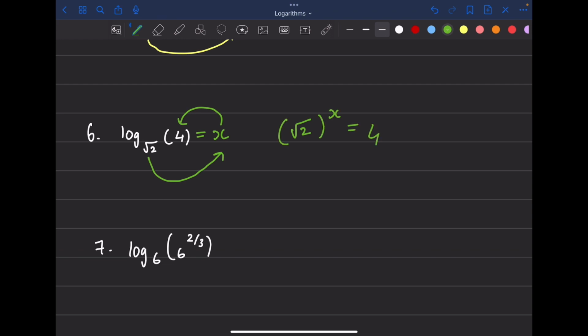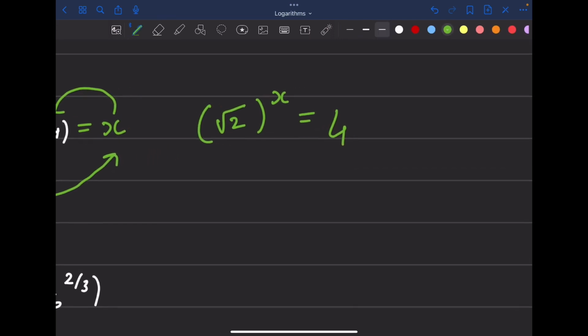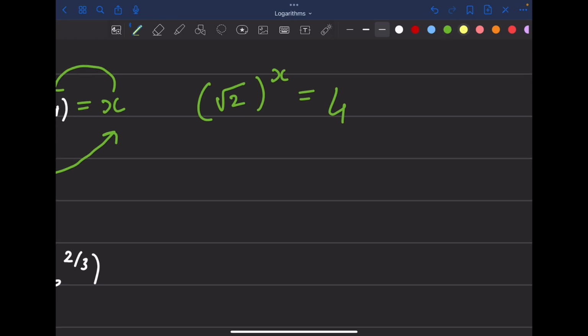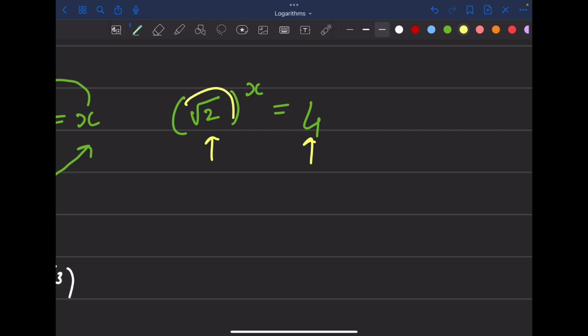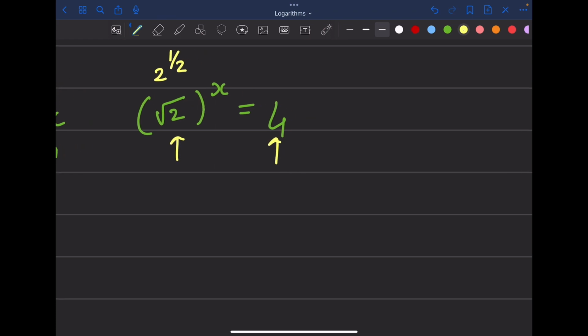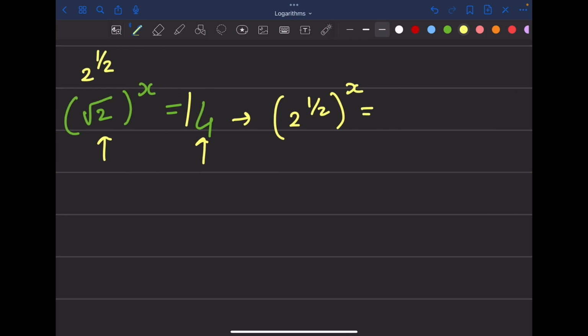Okay, now what can we do? First, this requires a bit of experience because I know it, because I've done it before, but I know that both of these can be written as powers of 2. So root 2 can be written as 2 to the power of 1/2, just like we said, because it has a square root. So I'm going to write this as 2 to the power of 1/2, all to the power of x is equal to, and then 4 can be written as 2 to the power of 2. Okay, pretty simple so far.